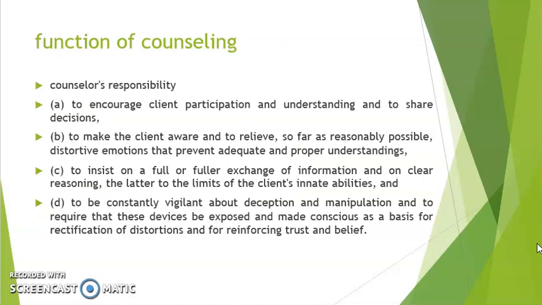And ultimately, if I talk about the function of counseling, basically the counselor's responsibility is to encourage the client's participation and understanding and decision to share, and making the client aware of what are the reasonably possible solutions, possible suggestions, and in fact to insist on a fuller exchange of information, not to hide anything, and to be constantly vigilant about deception and manipulation practice. It is also very important, because many a time clients hide a lot of things. Particularly you will note this in criminal trials and criminal cases. Nobody would come forward and say that I have murdered someone or I did it like this. It takes a lot of effort in trying to understand and look at these particular issues and try to find out. So that confidence and trust is very important.